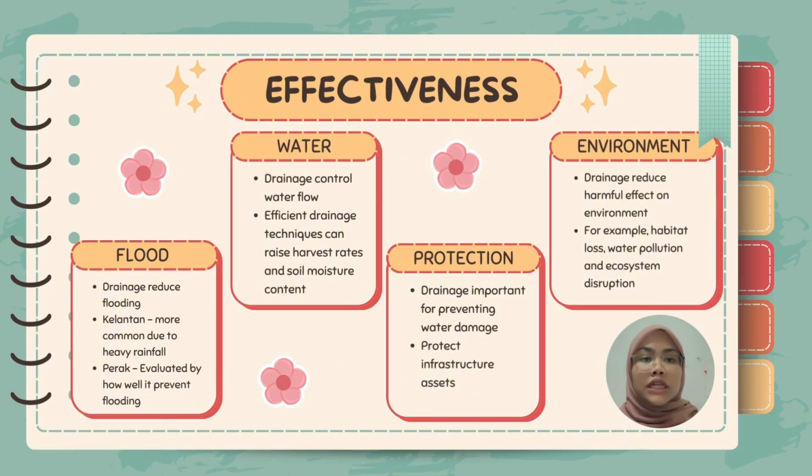And efficient drainage techniques can raise harvest rates and soil moisture content in Perak and Kelantan. The third one is protection of the infrastructure. Drainage is important for preventing water damage and protecting infrastructure assets during periods of high rainfall and flooding. And the last one is impact on the environment. Successful drainage projects should reduce harmful effects on the environment.